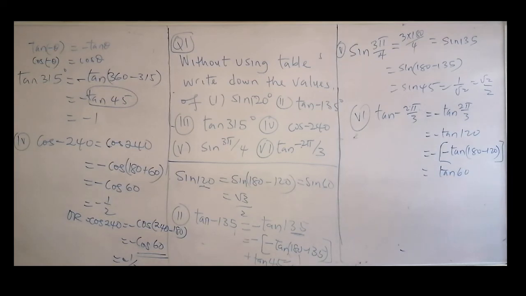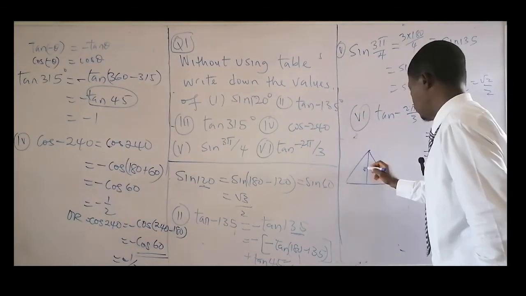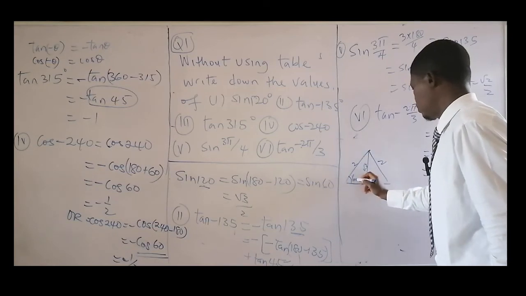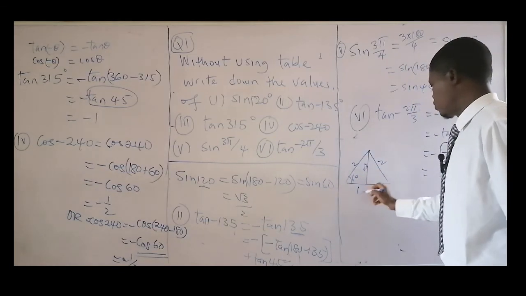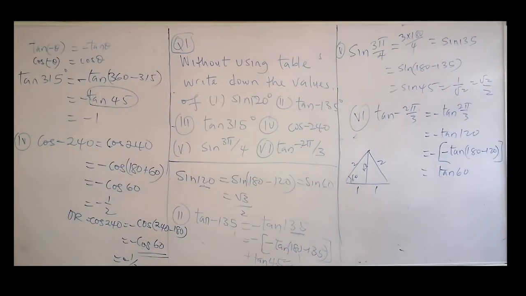Tan 60. This is 3, this is 2, this is 60, and this is 1. Tan 60 is opposite over adjacent. That's root 3 over 1, that's root 3. Okay, so that's that on this question.